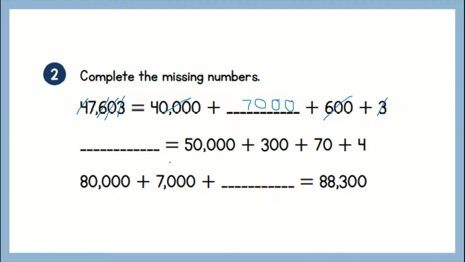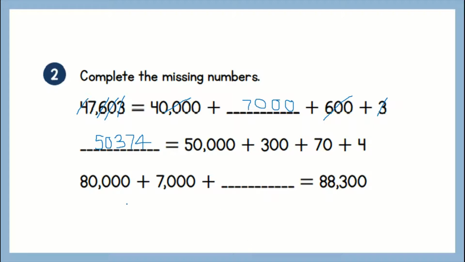Now for the next one, we've got 50,000, so that will be 5 in the 10,000s column. Then we've got 3 in the hundreds column, 7 in the tens column, and 4 in the ones column. We don't have any thousands, so we can just put our 0 here. So 300, 3 in the hundreds column, 70, 7 in the tens column, and 4 in the ones column.